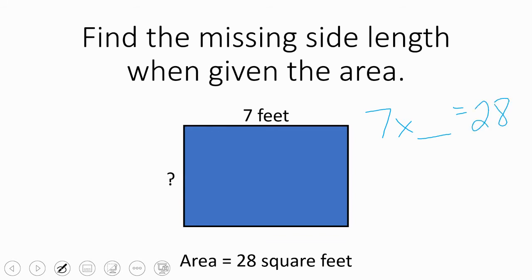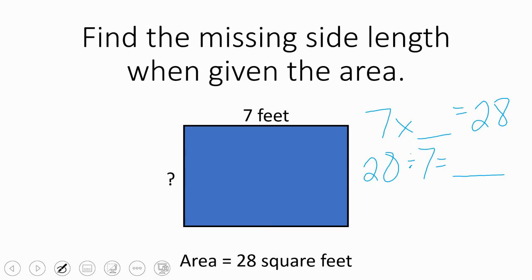And again, since I'm missing one of my factors, I can use division to help me. If I don't know what times 7 equals 28, again, I can use division, and I'm going to rewrite this and make sure that my total, 28, is the first number of my division sentence. So 28 divided by 7 equals blank.